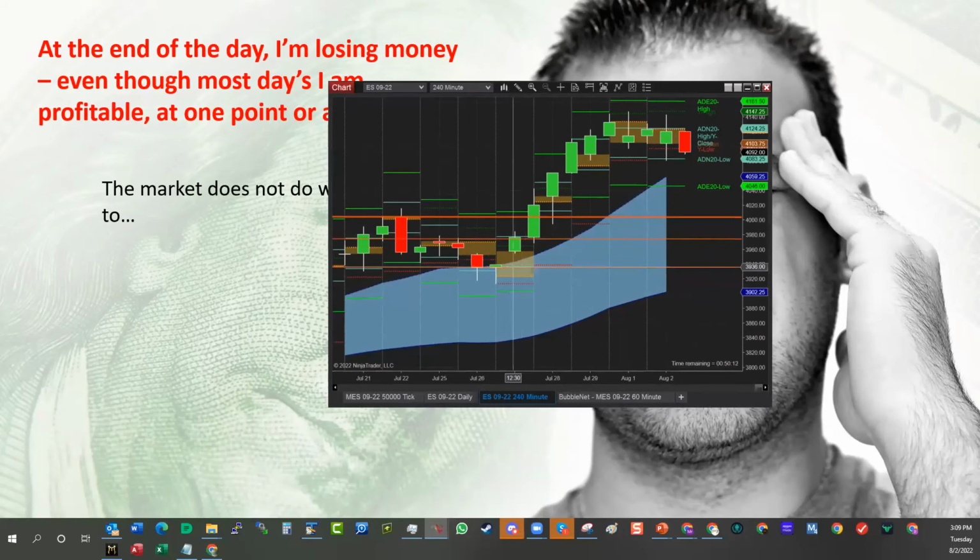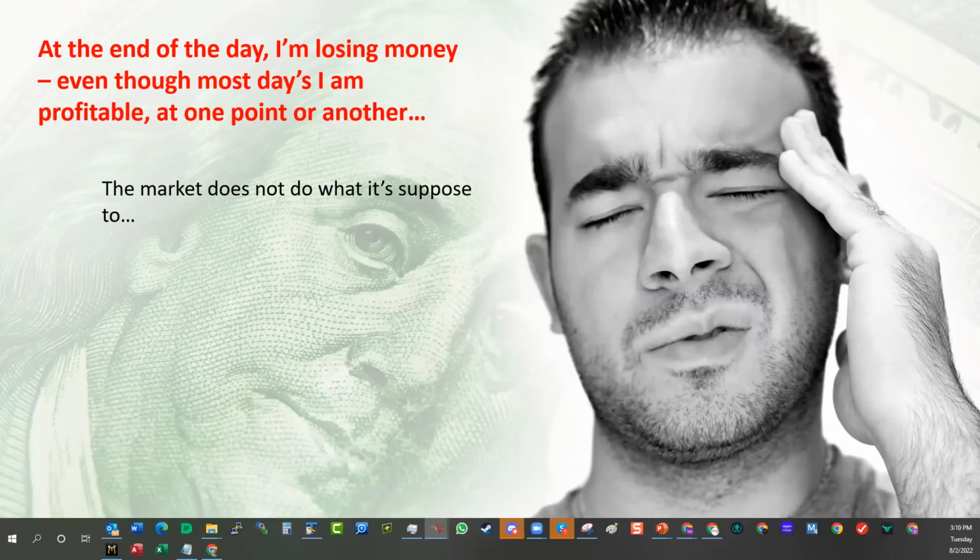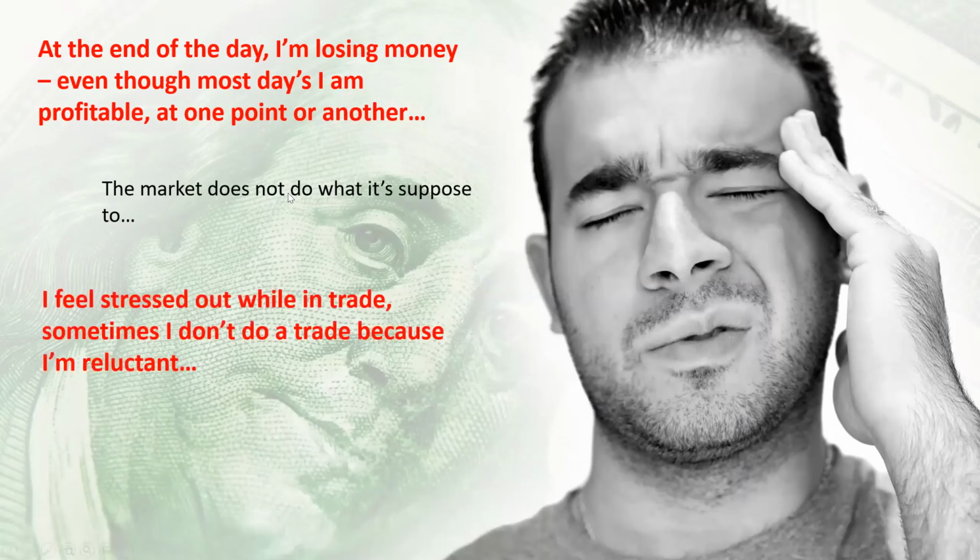We have this attitude that, oh, I got long here, so I'm expecting that the market's going to go up, which it will do at times, a minority of the times. But when you go short here or long here, what's it doing? It's thrashing. It's very frustrating. I feel stressed out while in a trade. Sometimes I don't take a trade because I'm reluctant. And it seems like I always do the wrong thing. Sound familiar?